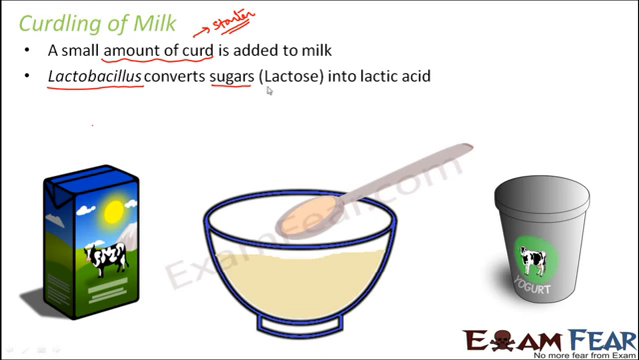Yes, it is lactose. So lactose sugar is present in milk, and what is lactose? It is nothing but a disaccharide. So this lactose is present in milk, and the lactobacillus microbe will convert the lactose into lactic acid. Now how does this lactobacillus convert lactose into lactic acid? This happens by the process of fermentation.